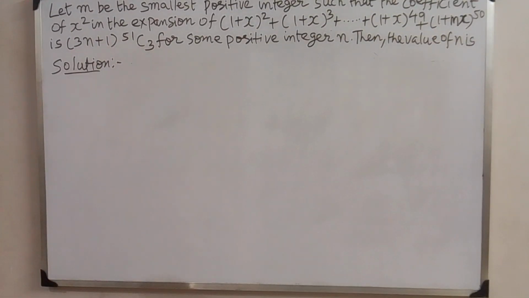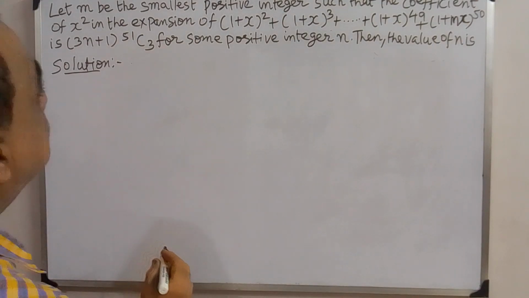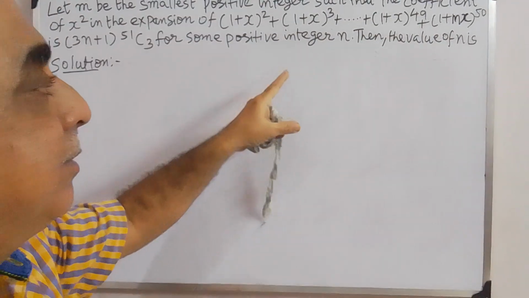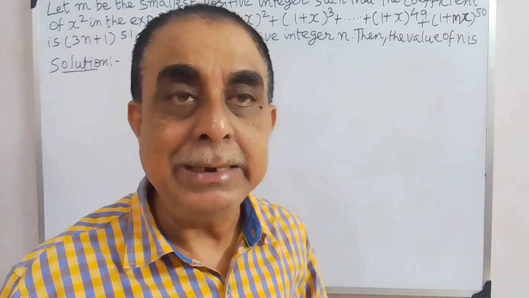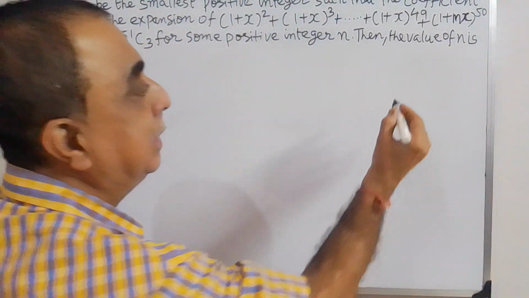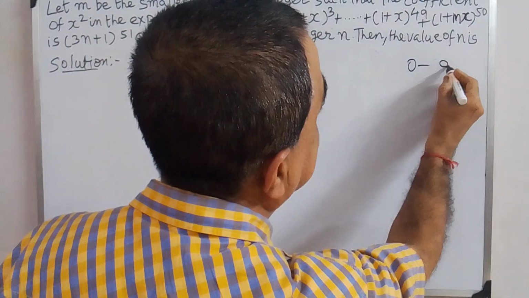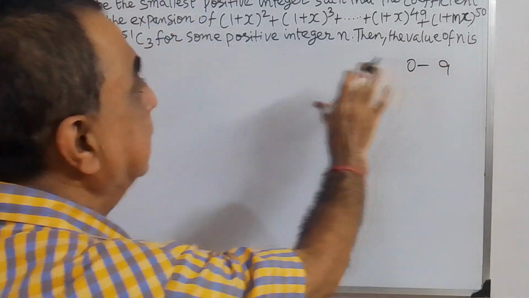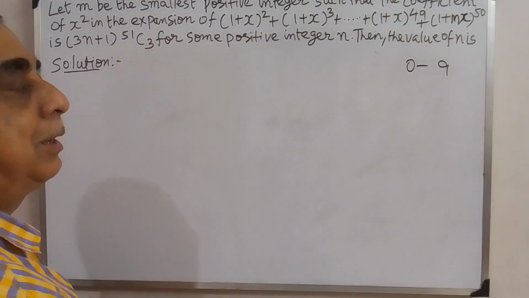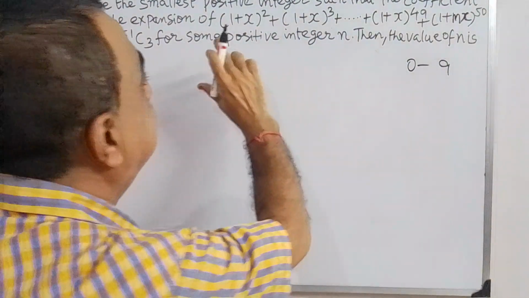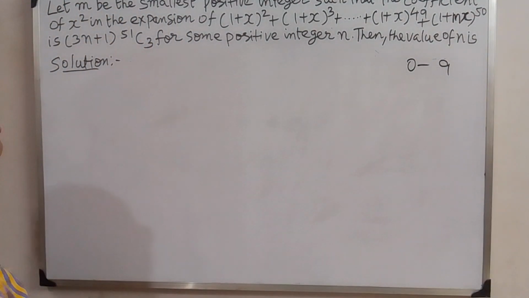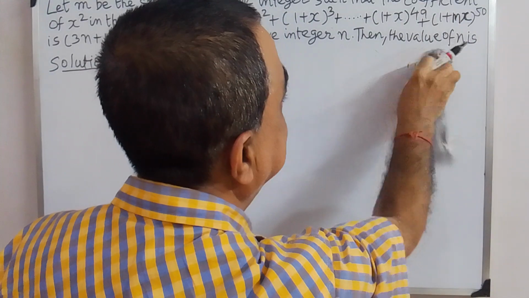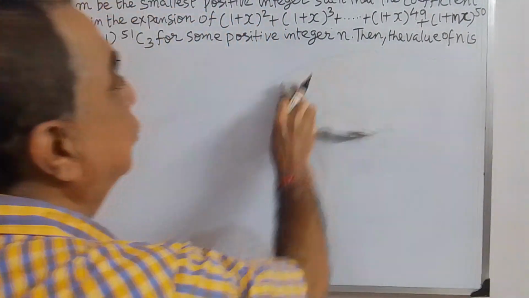Now see here, what is the question saying? The answer of this question is any integer ranging from 0 to 9, both included. Any number from 0 to 9 is the answer, and we have to find out that value.